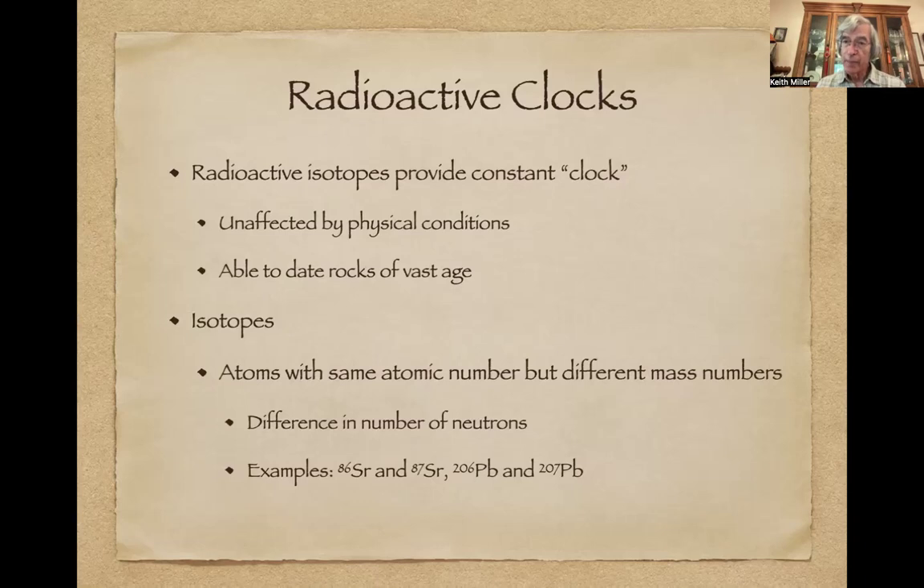For a given element, the atomic number is going to be the same. So the number of protons is going to be the same. But there will be, in many cases, different numbers of neutrons. That will make those different isotopes have different weights, different masses, even though they're the same element. So here are some examples: strontium-86 and strontium-87. Both strontium, one is one neutron heavier than the other, or lead-206 and lead-207.